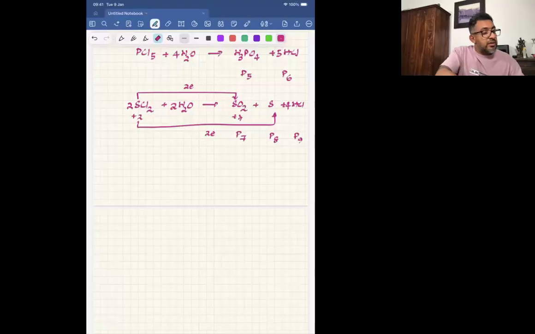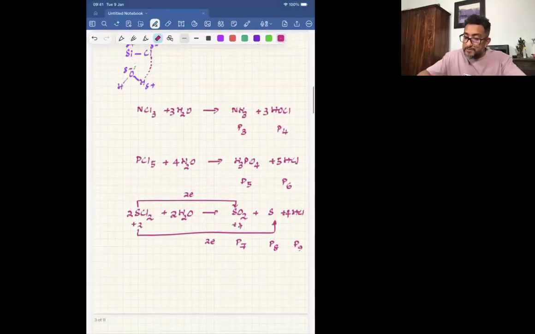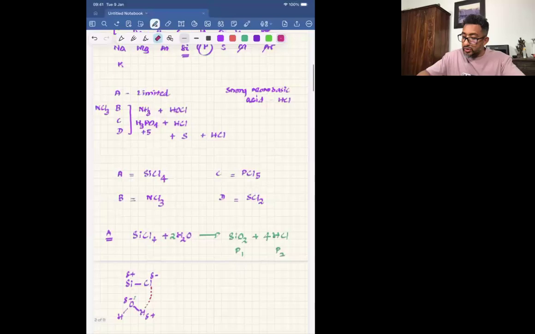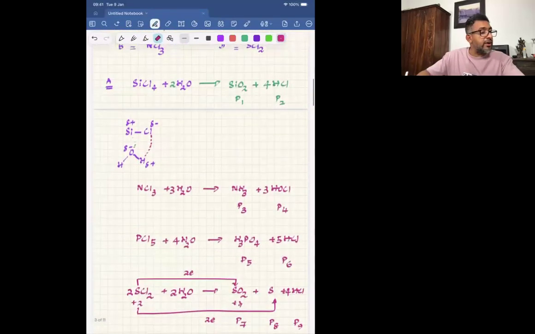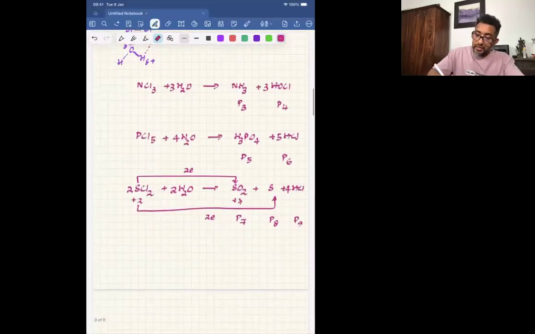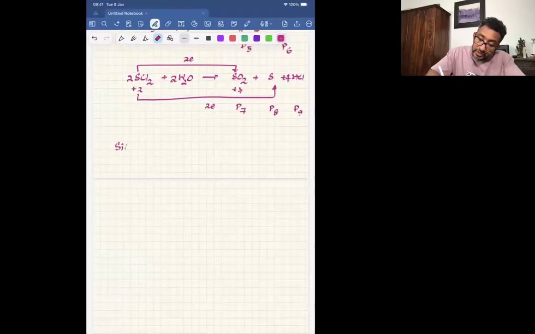Then they ask, write the balanced chemical equation for the following reactions. P1 with sodium hydroxide. What is P1? SiO2. SiO2 with sodium hydroxide, what do you get? Na2SiO3 plus water.